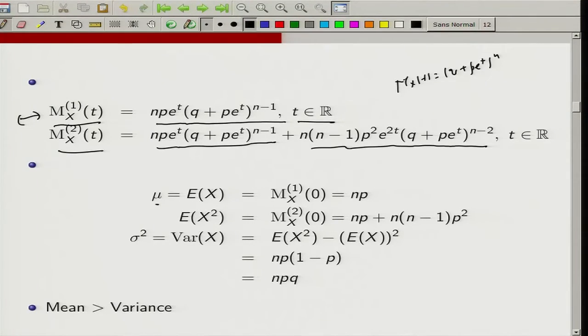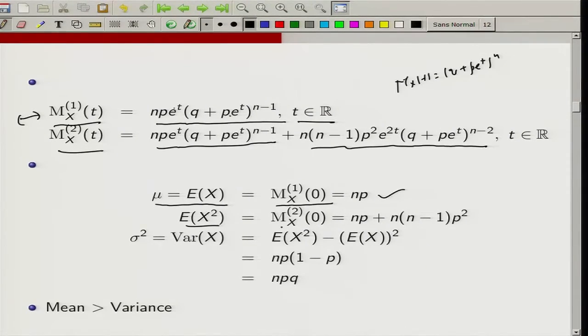So, if I have to get the mean of the distribution, mu is equal to E of X, I put t is equal to 0 in the first derivative of the moment generating function. So, M_X'(0). If you put t is equal to 0, it gives me (q plus p) to the power n minus 1, but q plus p is 1. So, that gives me 1. e to the power 0 is 1. So, the mean is np.